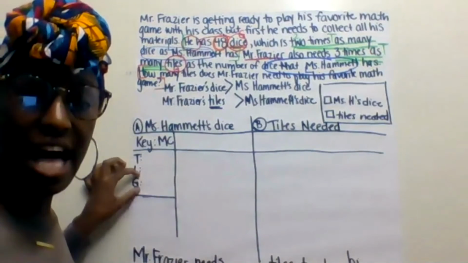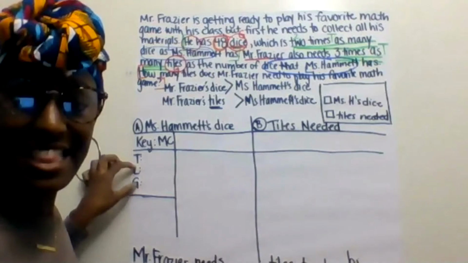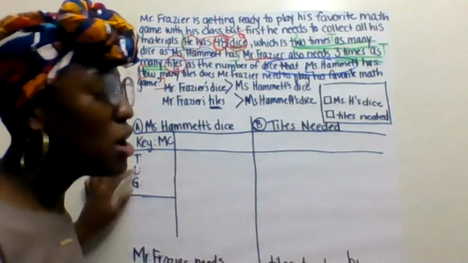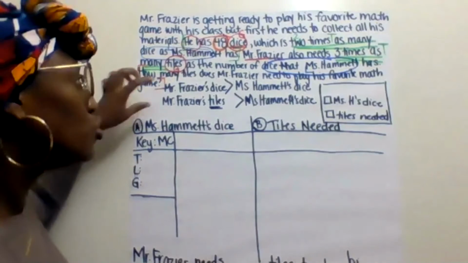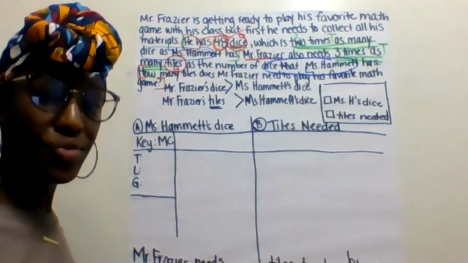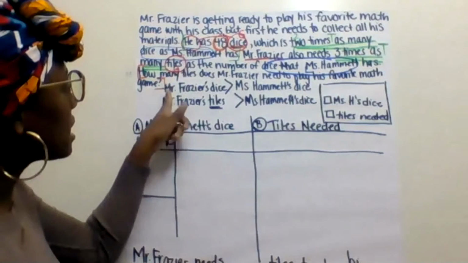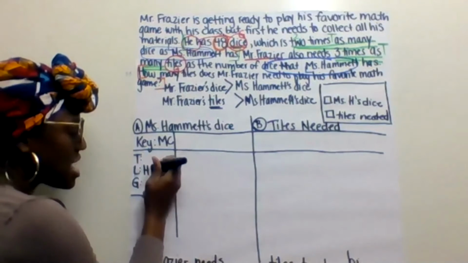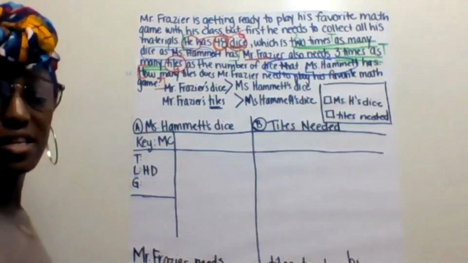Now let's start with just the L and the G by identifying these subjects, and then we can fill in the values. What was the lesser amount when we got to this unknown? Use your inequality or your annotations to help you. Well, in this relationship, let's look. The lesser amount was Miss Hammett's dice. So I'm just going to write HD for Hammett's dice.